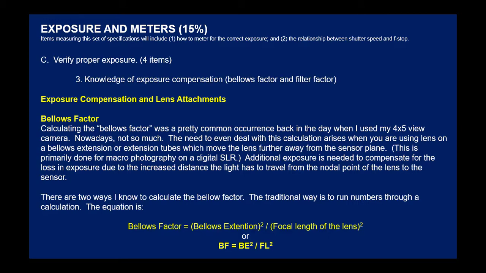Now when you first look at this formula, it's a little bit daunting. Bellows factor equals bellows extension squared divided by focal length of the lens squared. Alright, so let's look at the numbers, but don't get rattled here, because I'm going to show you an easy way to calculate bellows factor.